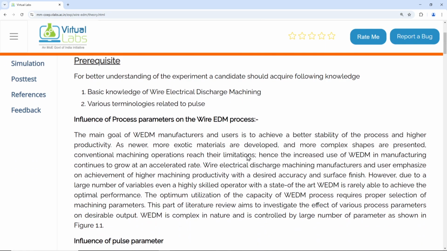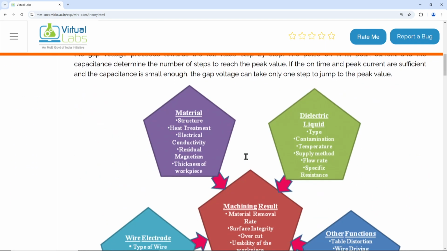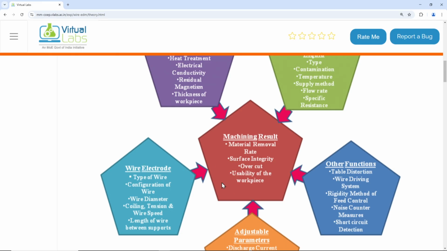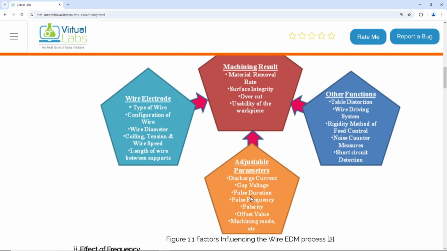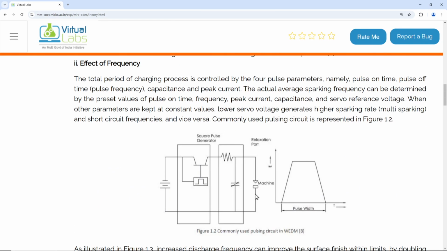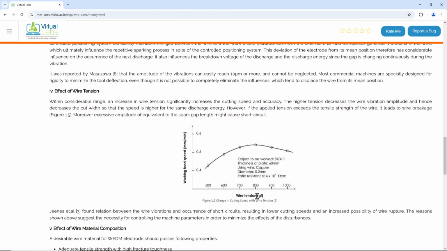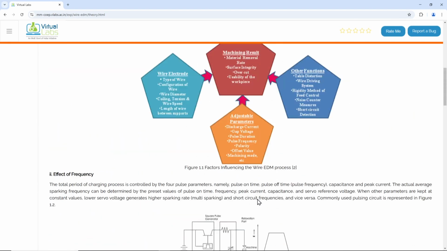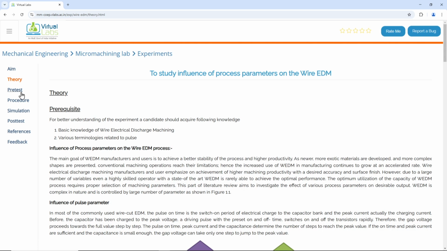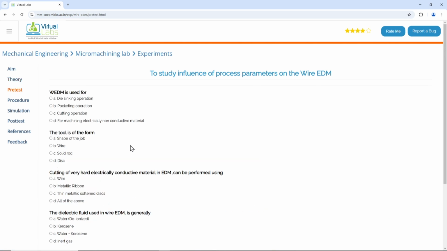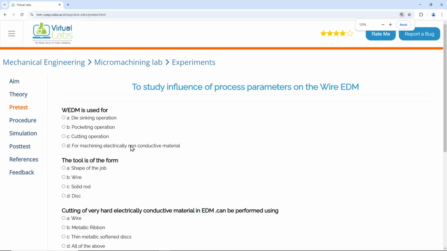The theory part shows the EDM process and its details: how the machining result comes, the wire electrode, material, dielectric, other functions, and adjustable parameters such as discharge current and gap. All these things are given here, as we have studied, though it is more detailed than what we studied because it is specifically about micro machining. Let me come to the pre-test questions, some trivial knowledge about the EDM. Let us see what we have here.